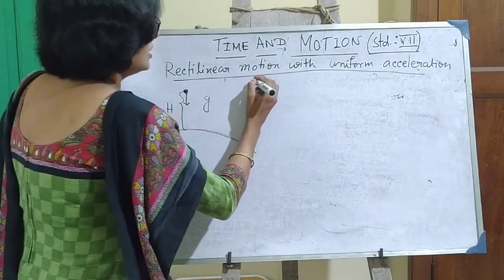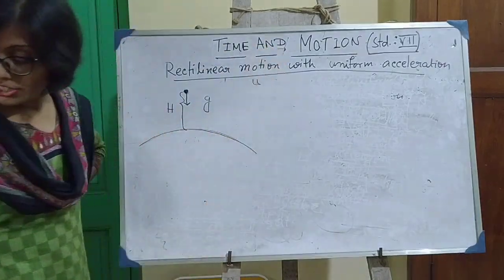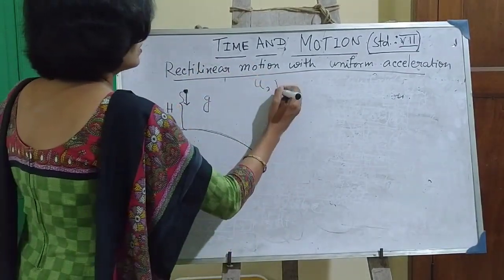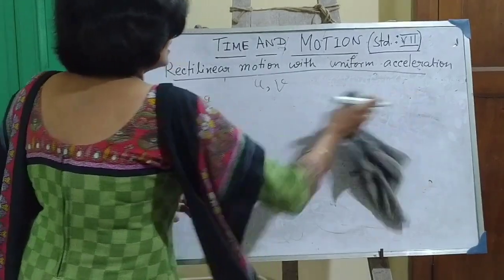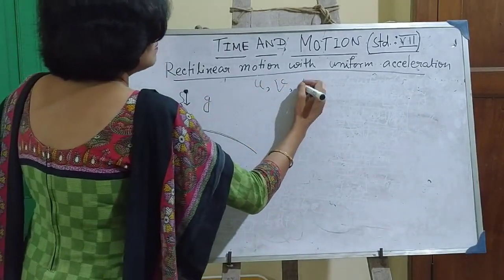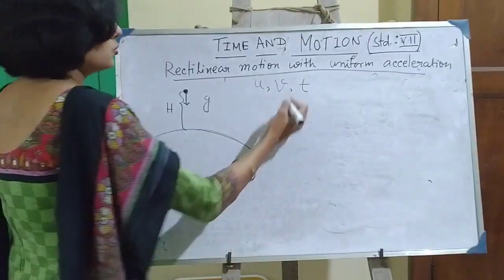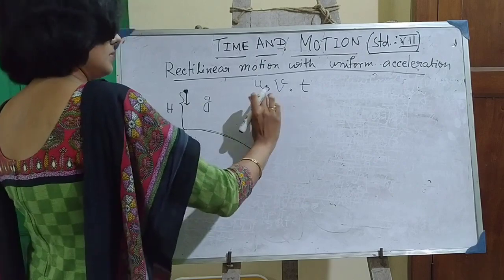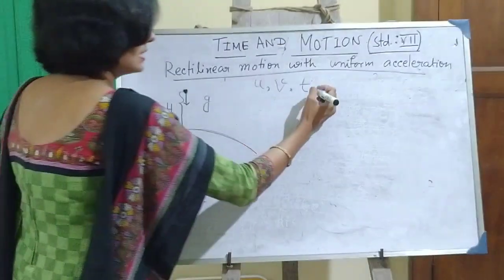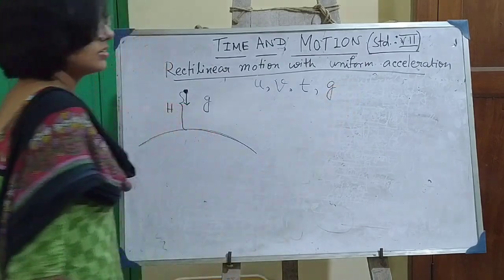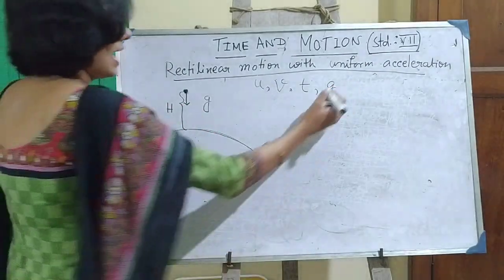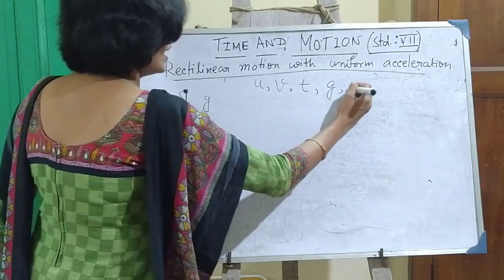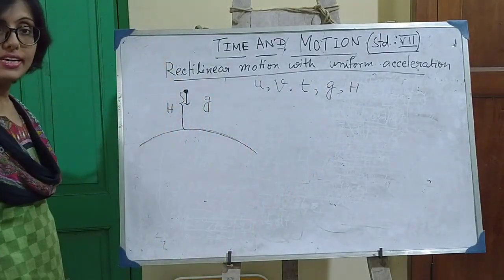Okay, so if the initial velocity of the body is u, the final velocity of the body is v, the time taken by the body to acquire the final velocity v starting from its initial velocity u is t, the acceleration due to gravity is g, and the distance traversed by the body during time t is h, because the body is falling from a certain height h.